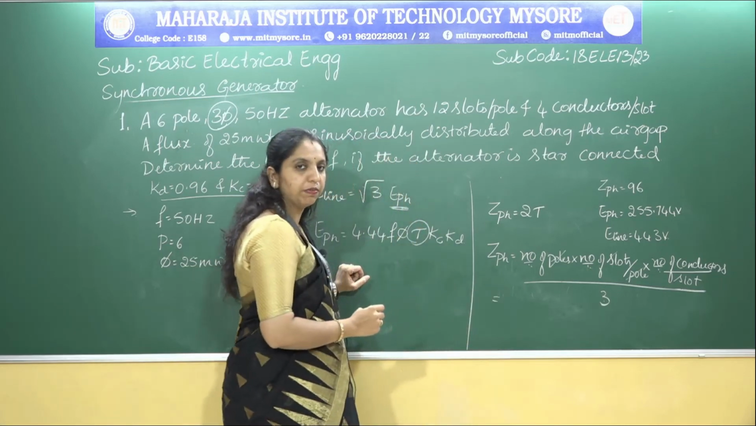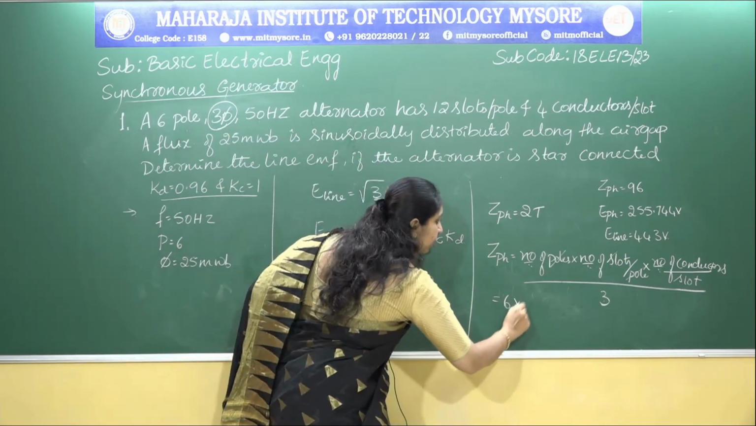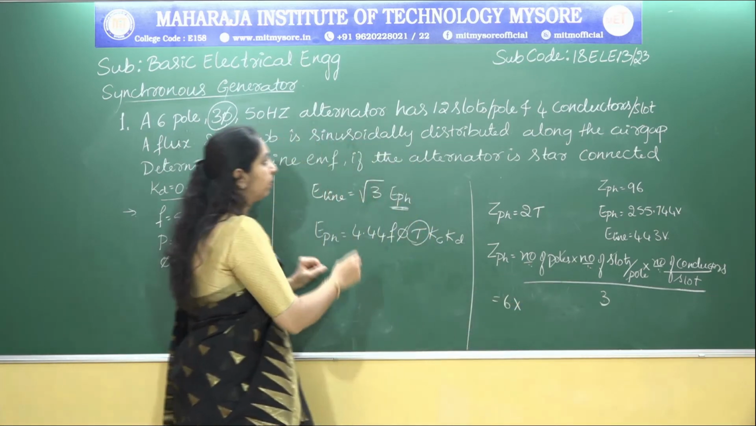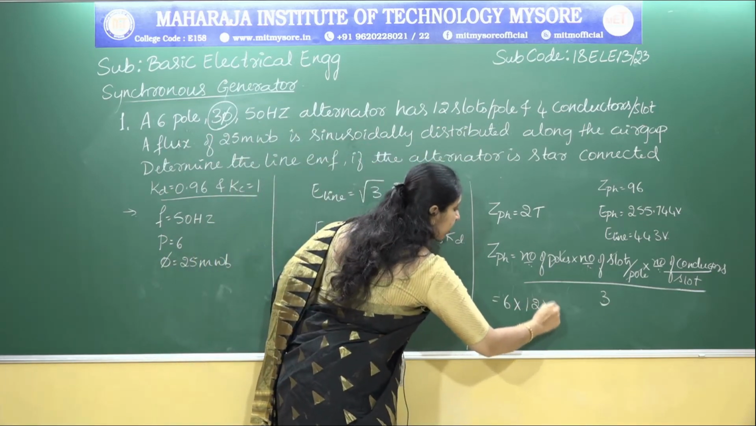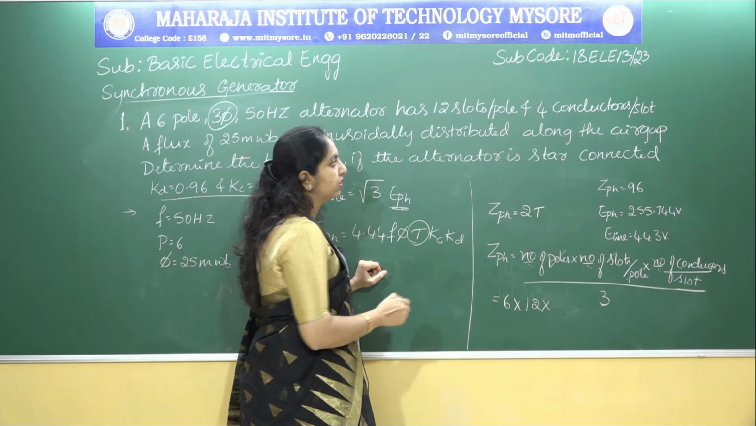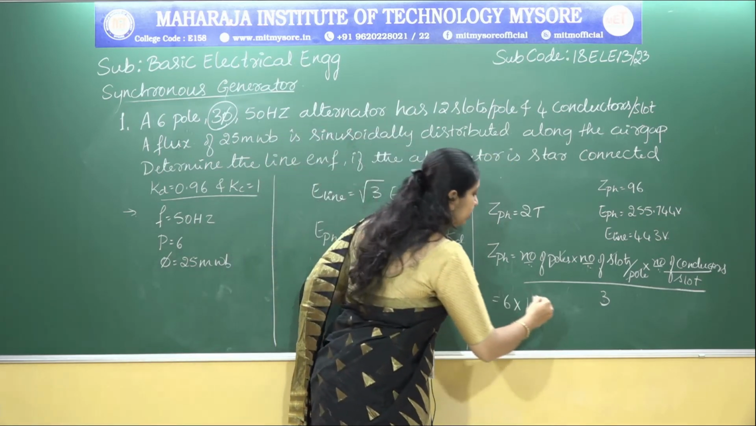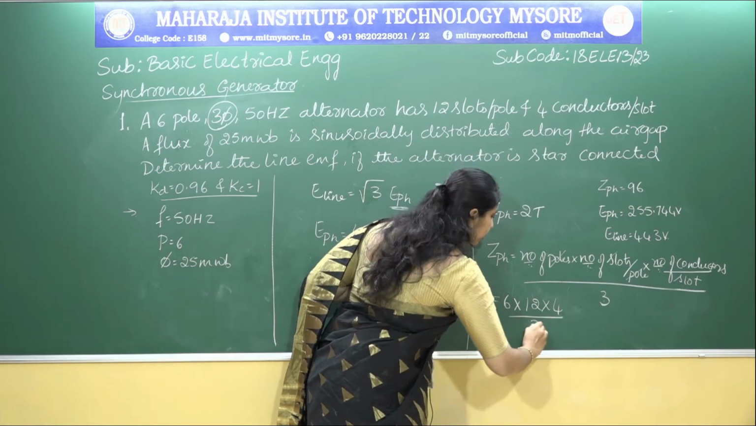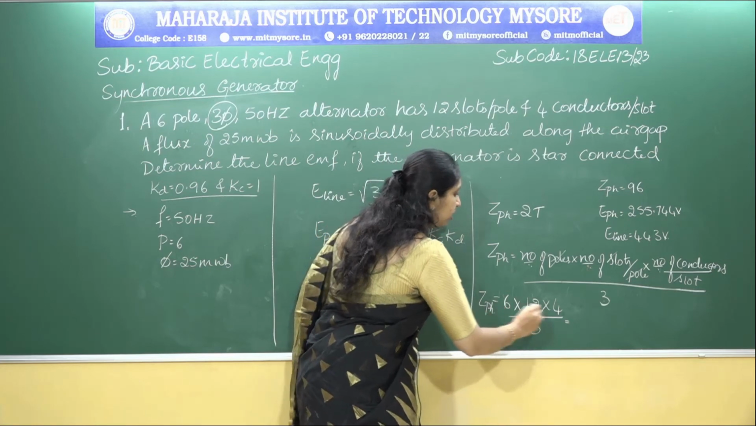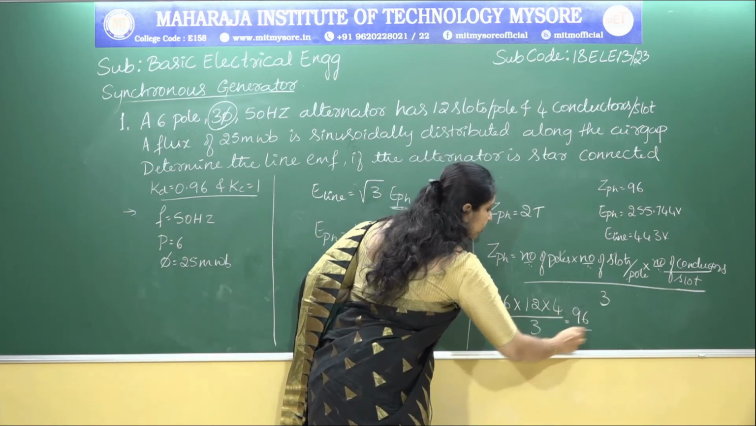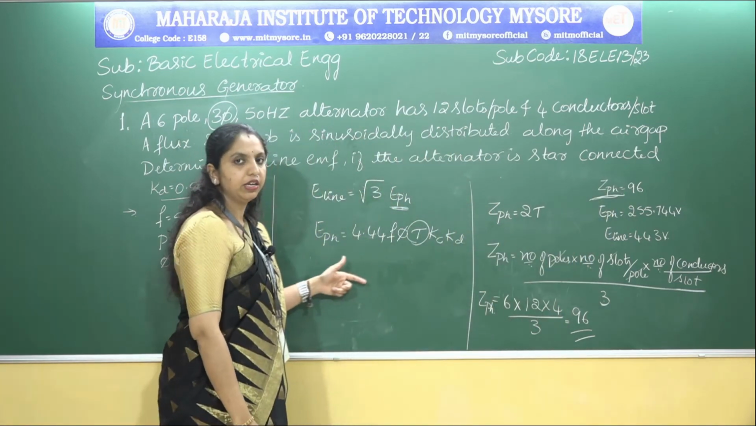So what is number of poles? Number of poles is provided here, which is 6. So 6 into, and what is number of slots per pole? Number of slots per pole is equal to 12. Then what is number of conductors per slot? It is 4, clearly given in the problem, 4 conductors per slot. So 4 divided by 3. If you simplify this value, ZPH, you will get 96. Right, as I have already written here. So ZPH is equal to 96.